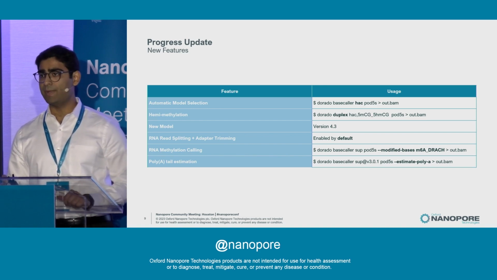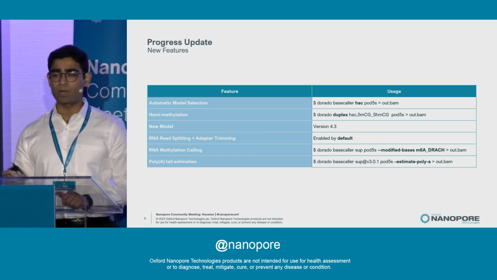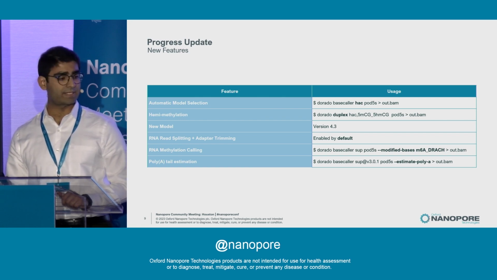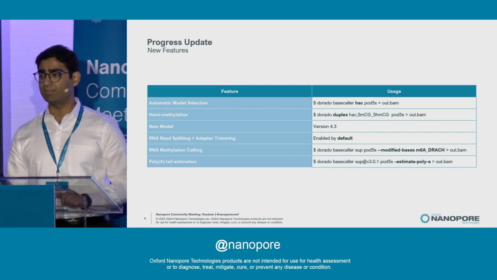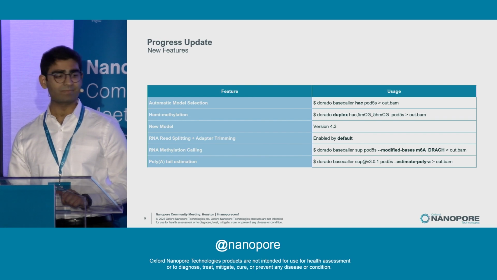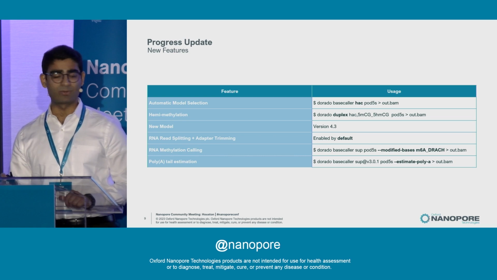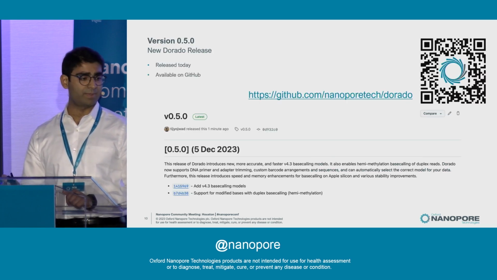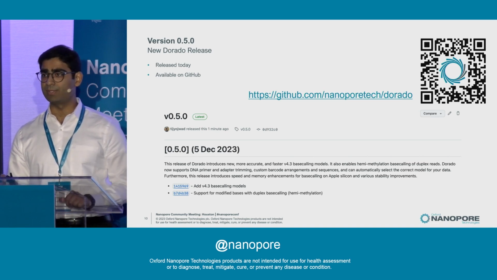A couple of weeks ago, we did another release of Dorado that was focused more on RNA updates. As part of that, we added RNA methylation calling, specifically for m6A in the DRACH context. We added RNA read splitting and adapter trimming, as well as an initial implementation of poly-A tail estimation for both cDNA and dRNA. My colleague Aino will be discussing more of these in her talk. So the latest version is now available on GitHub. Please head over to github.com/nanoporetech/dorado, and you can download the pre-built binaries and get going right away.